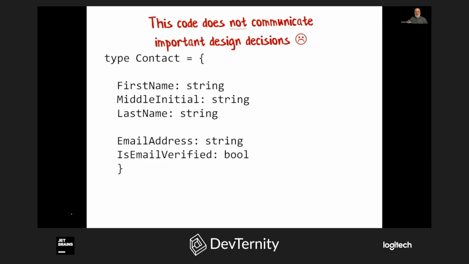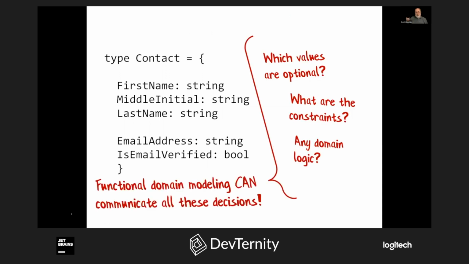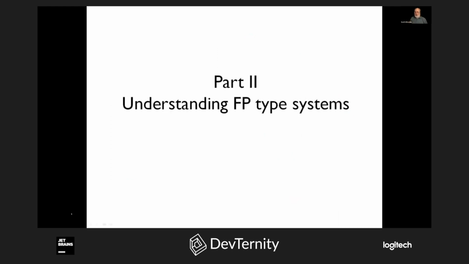So this code does not communicate important design decisions. That's a big problem with it. Okay. So these things, what's optional, what are the constraints, all this stuff, I'm actually going to show you how you can fix all of these issues in this code. And this is with the functional domain modeling. Right. So before I do that, just one quick thing on functional programming and type systems.